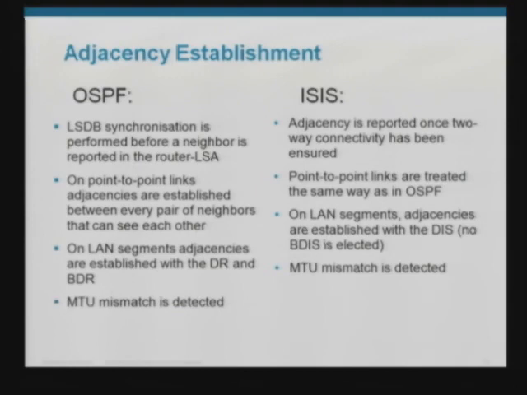The MTU mismatch check is there in ISIS from the beginning, because it sends the packet and pads it up to the maximum capability of the interface. So you have a fully padded packet sent across both sides. If you're running incompatible MTUs on two sides and you're running ISIS, the adjacency will never come up. So you know that some problem is happening with the ISIS MTU, and that's why it's not coming up.